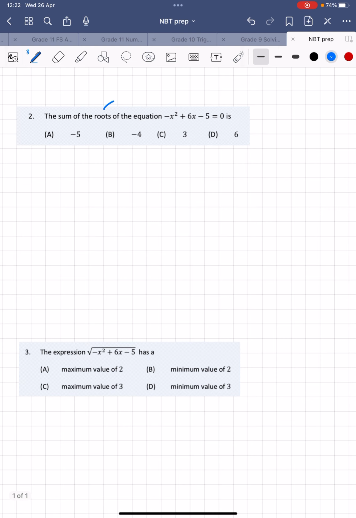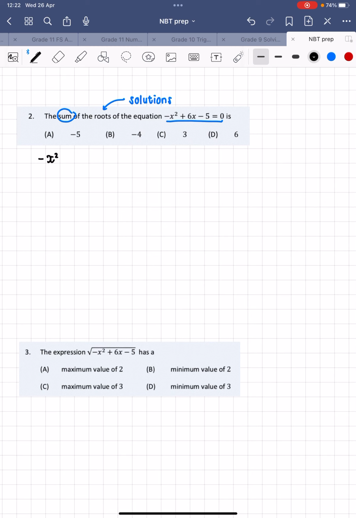Now before we start, we need to know that roots, that term is the same as solutions. So essentially we need to solve for x in this given equation here, and then we're going to have to add those solutions together because they've asked us for the sum. Alright, so I'm going to rewrite this equation.